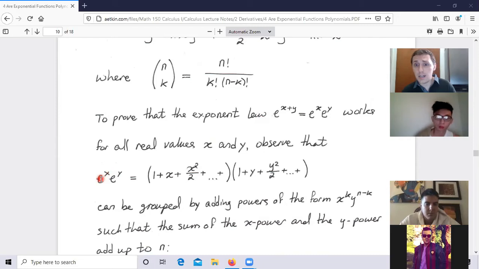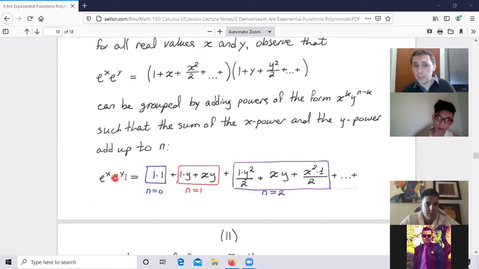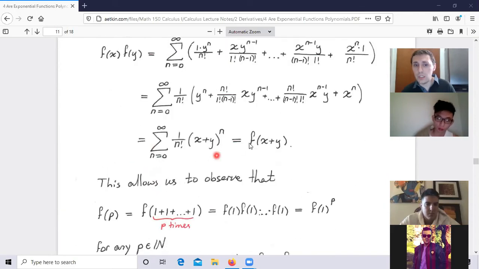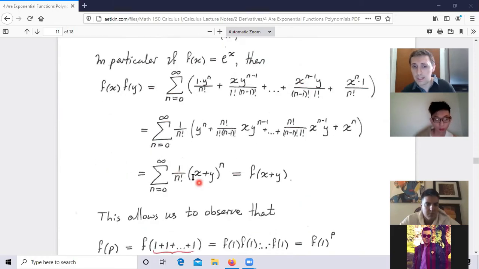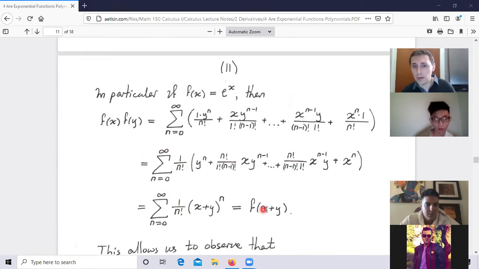So what you end up doing is this. I show you that if you multiply e to the power of x times e to the power of y, for any x and y, it ends up being equal to e to the power of x plus y. And by e, I just mean this: the function f of x times f of y satisfies this property. It's equal to f of x plus y, which is an exponential property.